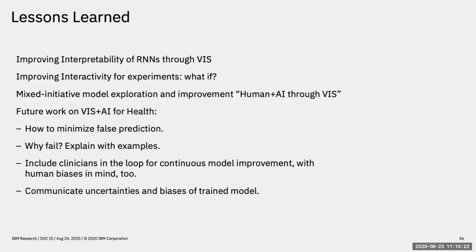We need to learn how to minimize false predictions. We also need to explain why sometimes the model fails. Perhaps we can explain with examples. The system also needs to include clinicians in the loop for continuous model improvement with human biases in mind too. We also need to communicate uncertainties and biases of the trained model.